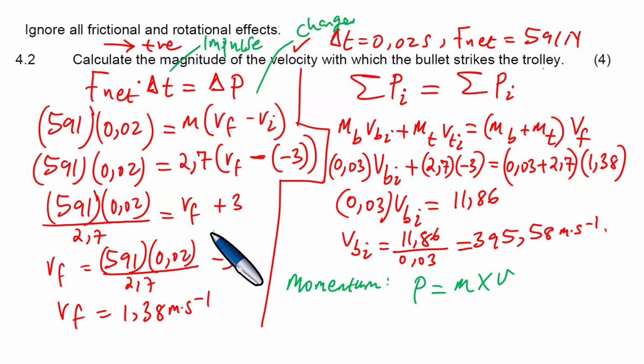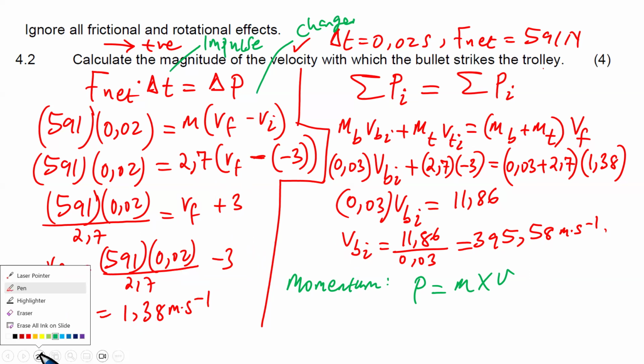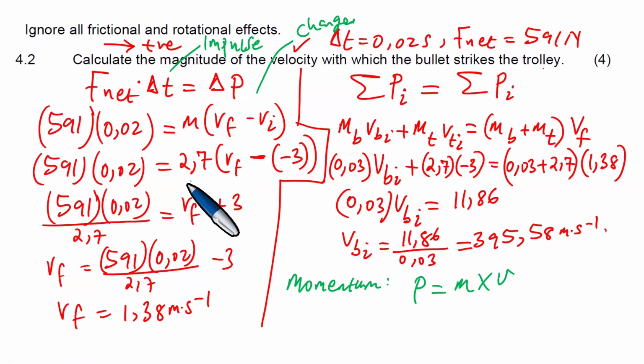Okay, let us just check that together. When you multiply here, it's going to be 2,7 V final, and then it's going to be negative times negative, which is plus. Right, 2,7 times 3. This is what you're going to have: 2,7 times V final plus the 2,7 times 3.